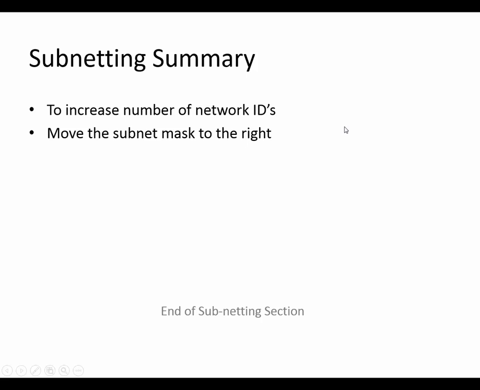In summary, the purpose of subnetting is to give us additional network IDs. To increase the number of network IDs, we move the subnet mask to the right. And this concludes our section on subnetting.